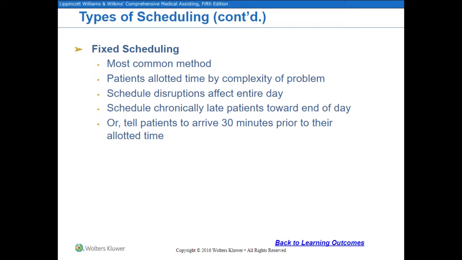With this method, patients get the amount of time depending on what they're coming in for. So the time is allotted by the complexity of the problem. An example is 9 to 9:15 for a follow-up appointment, or maybe a sick visit, patient has a headache, or 9:30 to 10 o'clock for a physical. So that's fixed scheduling, also called stream scheduling.